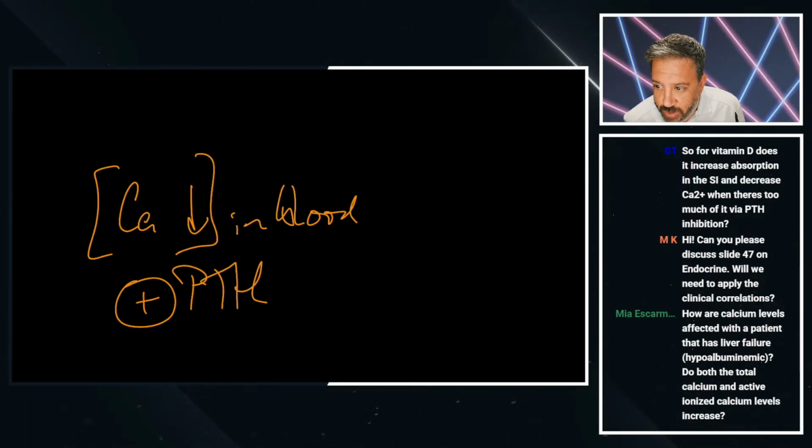Slide 47 in endocrine. The clinical correlation there with the cretinism and dwarfism, for both of them, it's just when you don't have thyroid hormone, you have a lot of growth and development issues. Those are two examples of what happens with thyroid.